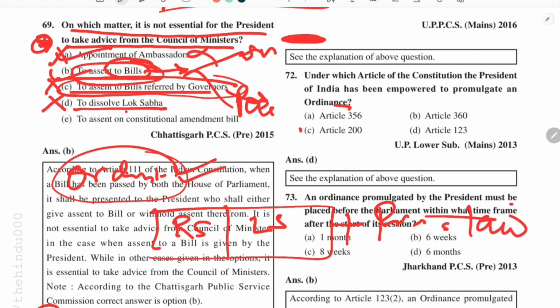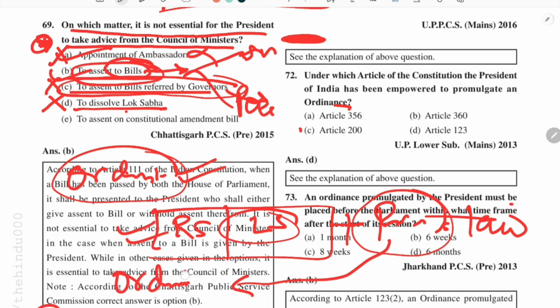But there are situations when Rajya Sabha or Lok Sabha are not in session, either both of them or one of them, and then this process cannot be done. But here a device has been provided in our Constitution where the President can make law, and this law making by the President is called ordinance making, issuing an ordinance by the President.